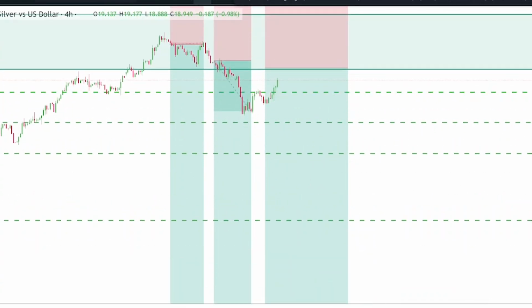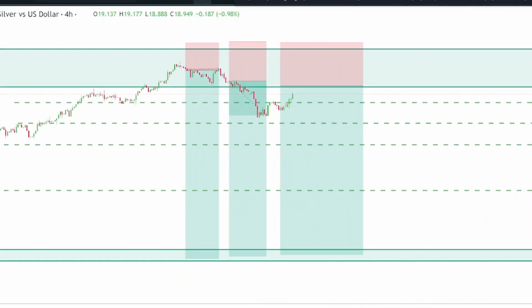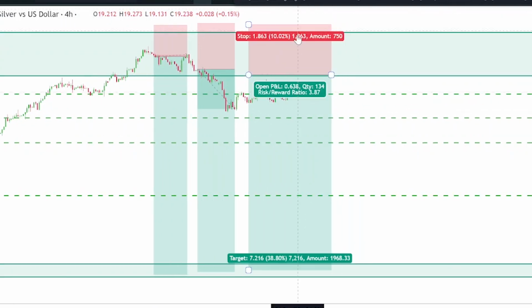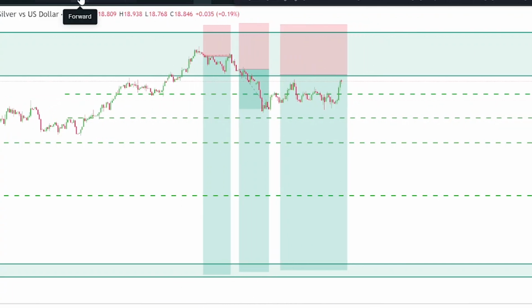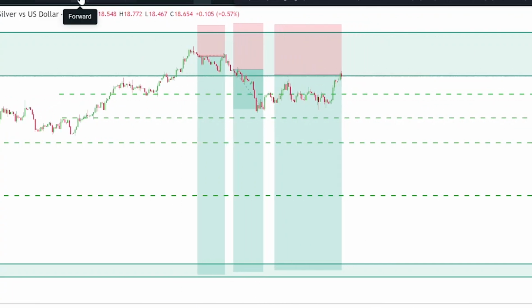Remember, we are now in the 4-hour time frame. That's where we are entering from. You can move even to the 1-hour time frame so that you can enter also from there. Okay, it has been activated now.